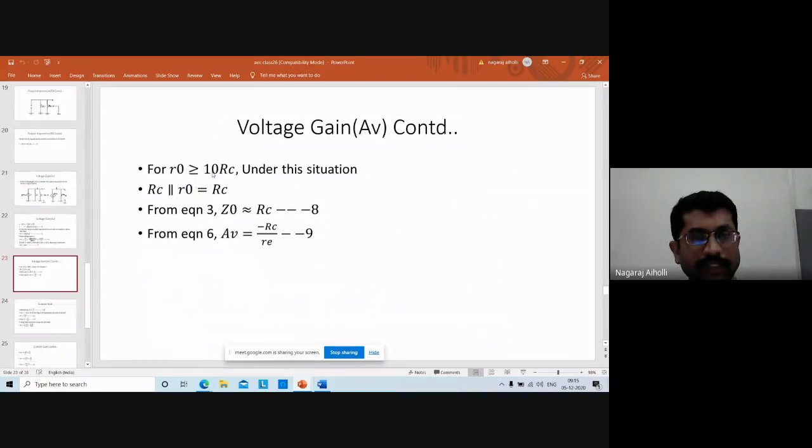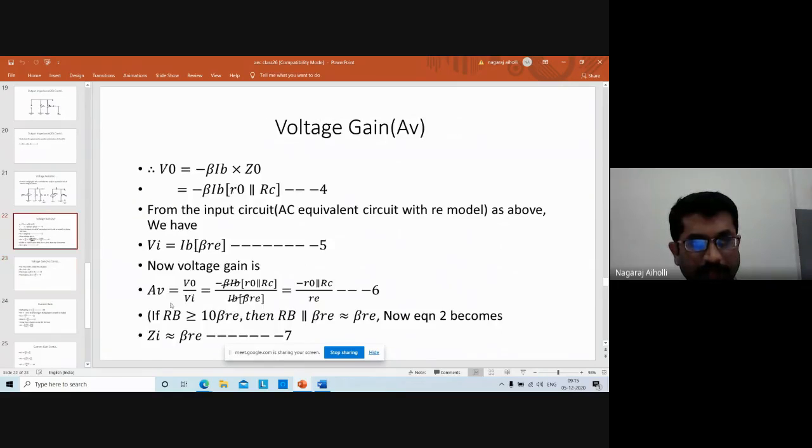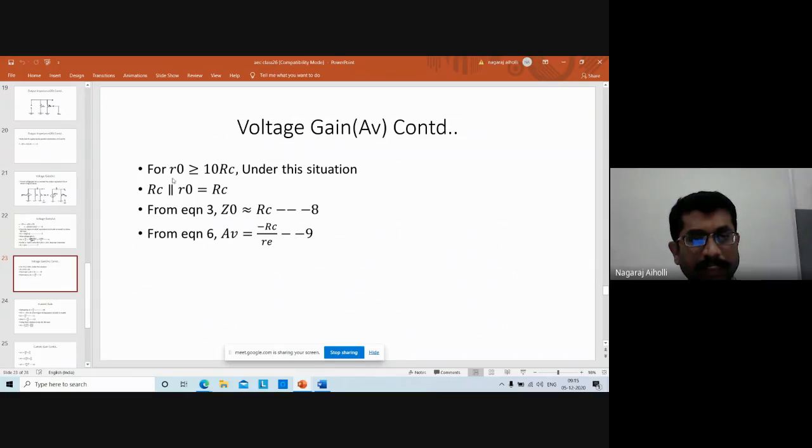Similarly, for the output, we have to consider the condition R naught greater than or equal to 10 times RC. For input, the condition is RB greater than or equal to 10 times beta RE. And for the output side, the condition is R naught greater than or equal to 10 times RC, because output resistance R naught is present. Now, R naught equal to 10 times RC, that is RC parallel 10 times RC. Parallel combination of a large value with a small value will be the small value only. Therefore, we get only RC.